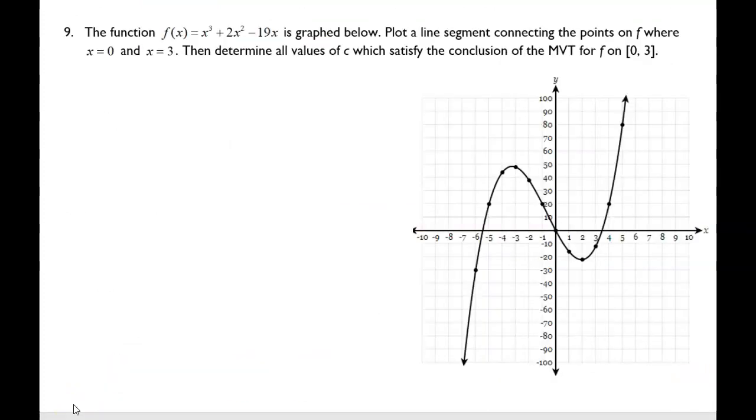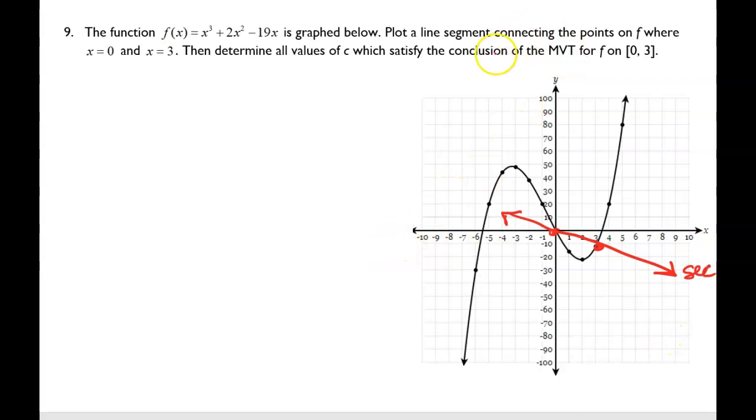Okay, and our last problem, we have this graph of f of x. It asks us to plot a line segment connecting the points where x equals 0 and x equals 3, and then determine all the values of c which satisfy the conclusion of the mean value theorem. So let's start. We're going to plot a line segment connecting the points on f where x equals 0 and x equals 3. So I'm going to sketch a line there. That's my secant line, remember.